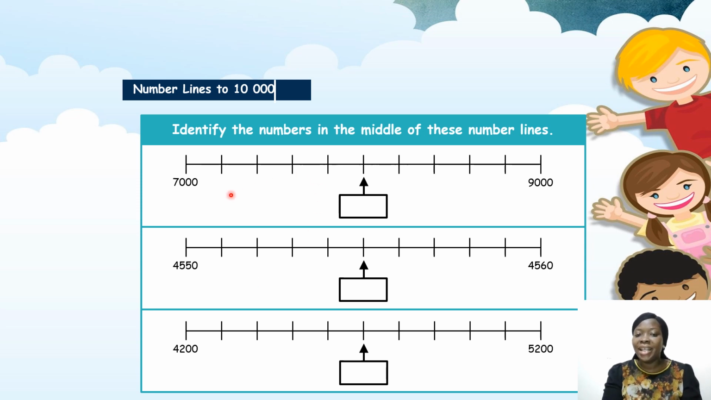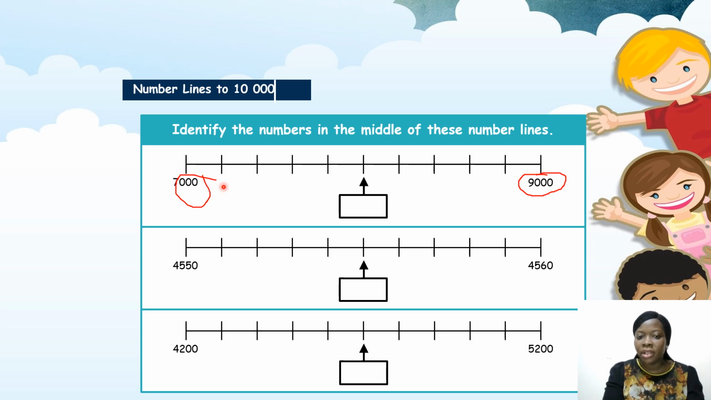Welcome back. Let's do this together. So we have 7,000 at the start and we have 9,000 at the end. So in what steps are we counting? Let's figure this out. Let's try skip counting in 200 and see if we are going to get to 9,000.